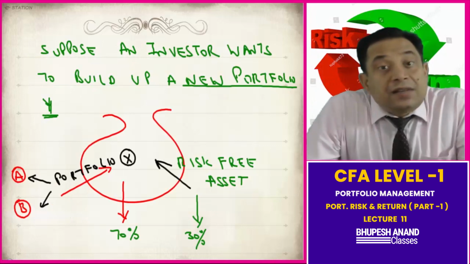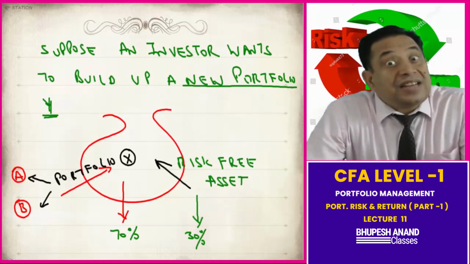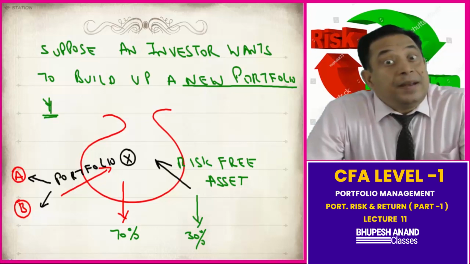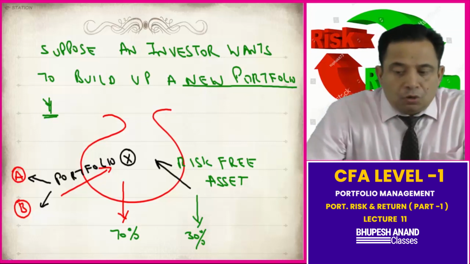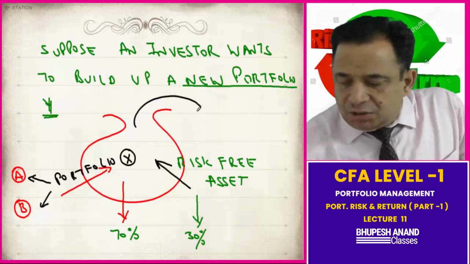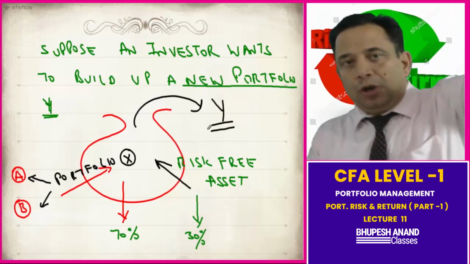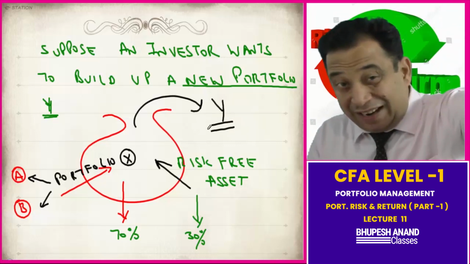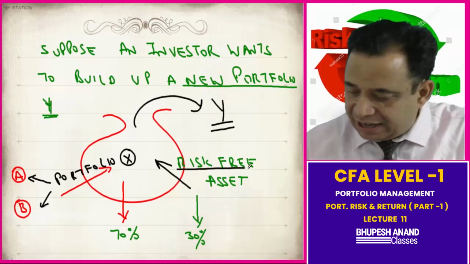Now suppose an investor wants to build a new portfolio, because I have told you that a rational investor will be interested in investing some part of his funds, allocating some part of his capital, to risk-free. So suppose an investor wants to build a new portfolio Y. Let this be portfolio Y. Now portfolio Y consists of portfolio X, which consists of A and B, or TCS and Infosys, and the risk-free asset.